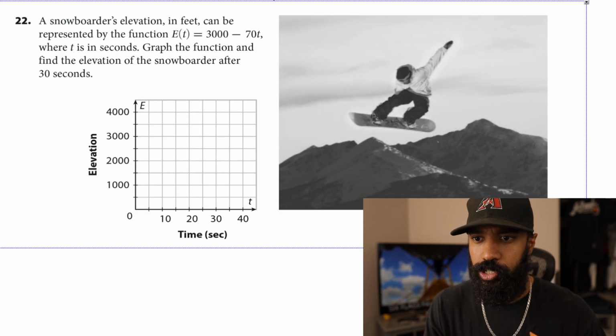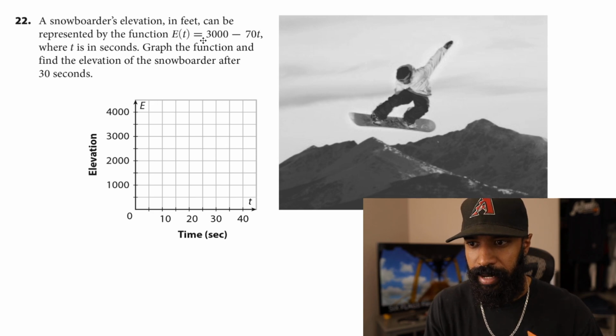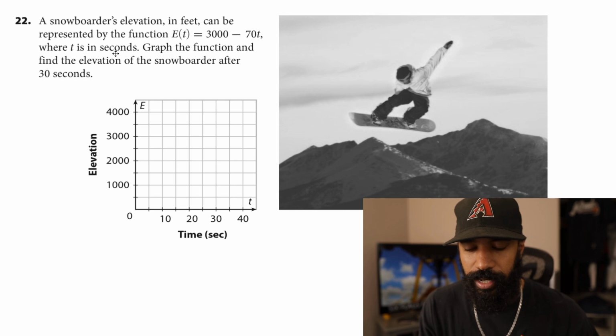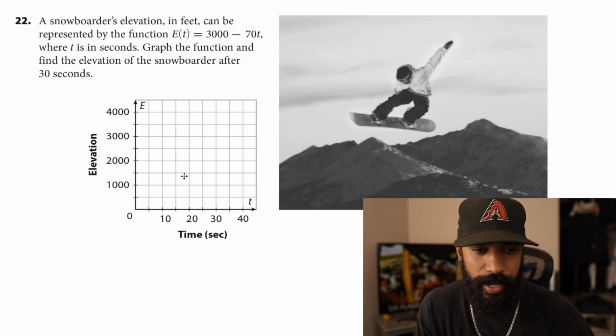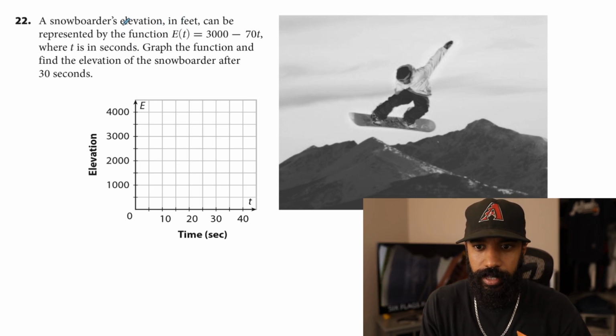Number 22. A snowboarder's elevation in feet can be represented by the function e of t equals 3,000 minus 70t, where t is in seconds. Graph the function and find the elevation of the snowboarder after 30 seconds. I'll ignore that part for now. I'm just really looking at this bit here. Very nice scale. You can tell this one's way different. It would be hard to do this with a graph on your own. So let's take a look at this.